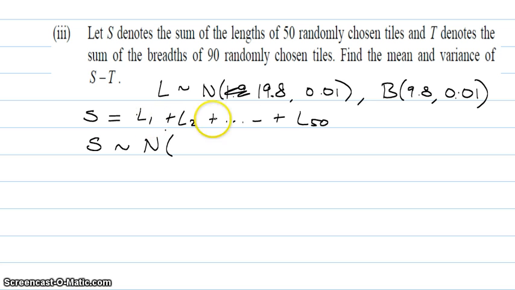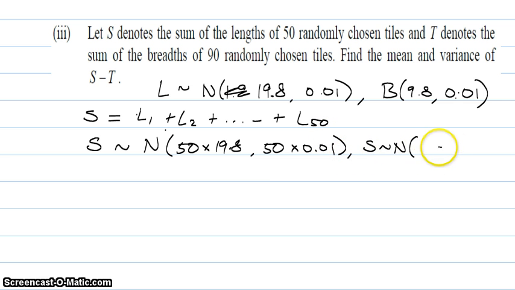Its mean is going to be adding all of their means up, so that's just 50 times 19.8. And then what about the variance? Again, because it's adding, I can just add them together directly. So the variance is also going to be 50 times 0.01. So in other words, S is normally distributed with a mean of 990 and a variance of 0.5.